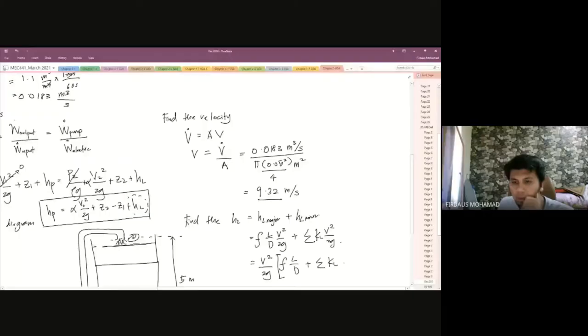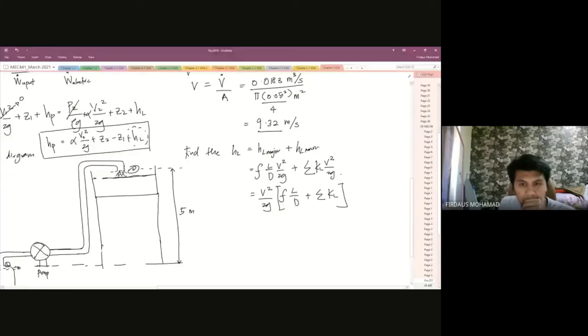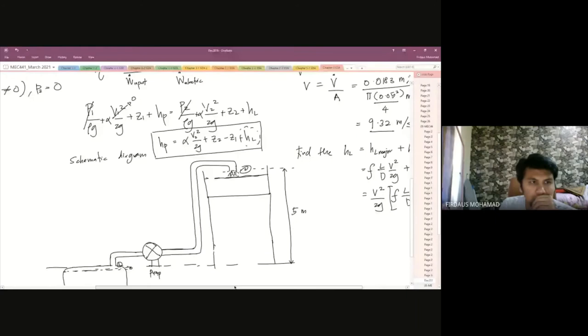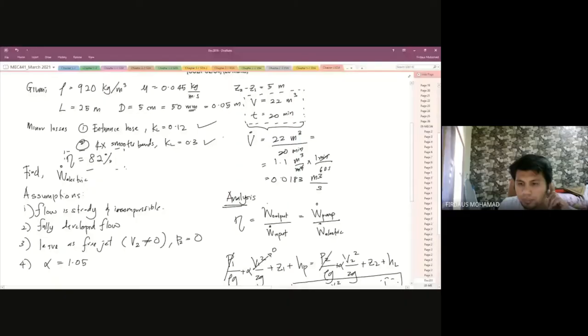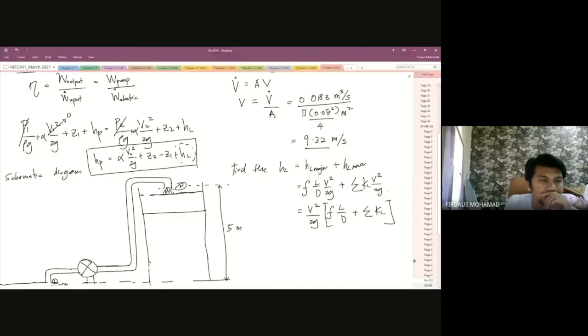So what is the unknown in this equation? L is given, the total length is given, and we have the diameter. Sigma KL can be determined because it is already mentioned how much the losses are for the entrance and for the smooth bends. So this is the minor losses. So now the unknown is F. Our problem is to get the friction factor.